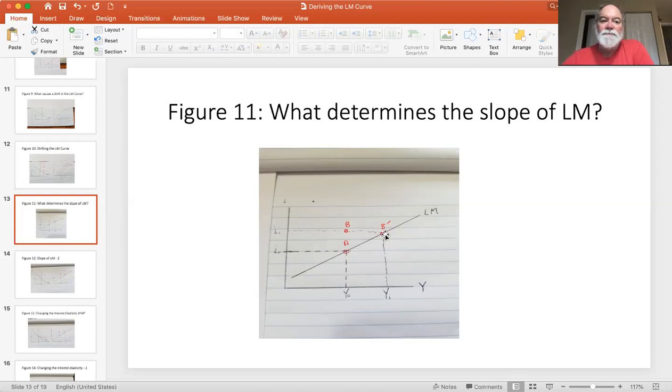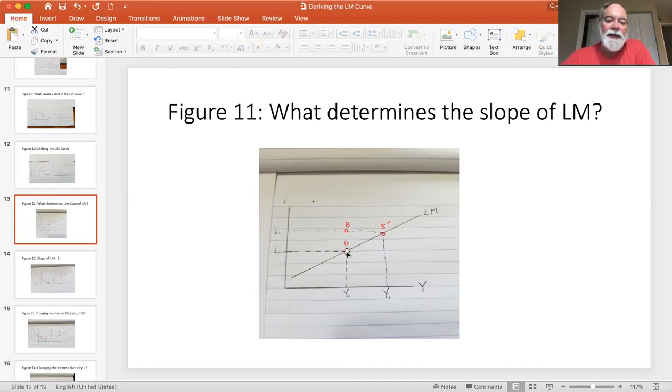It's important to remember that the LM curve is an equilibrium condition. It's not a behavioral equation. So when we move off the LM curve, we need to be asking, what does it take to get back into equilibrium? There's no guarantee that that's going to happen. We're just asking the hypothetical question, what does it take to get back into equilibrium? So let's walk through this.